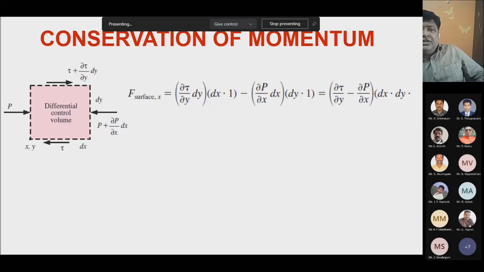So here you can see that it is ∂τ/∂y into dy into dx into 1. Force means it is the stress into area. Area is dx into 1, and ∂τ/∂y into dy is nothing but the net shear stress, because you can have shear stresses tau minus, or tau plus ∂τ/∂y into dy. So when you take the net shear stress, you'll have this value.